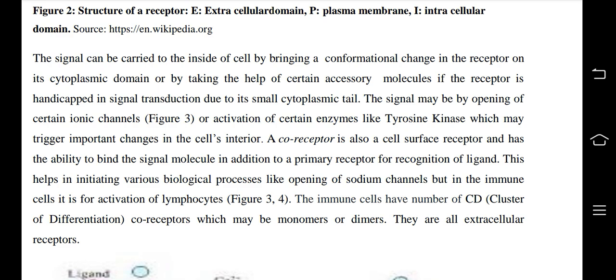A co-receptor is also a cell surface receptor and has the ability to bind the signal molecule in addition to a primary receptor for recognition of ligand.